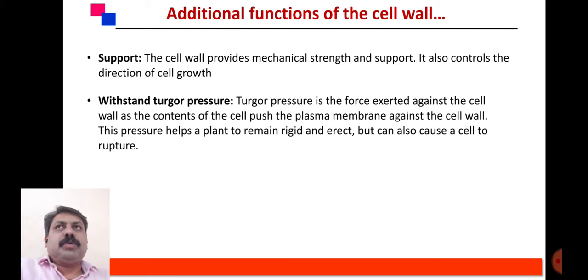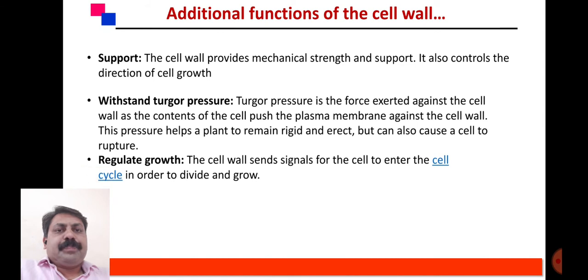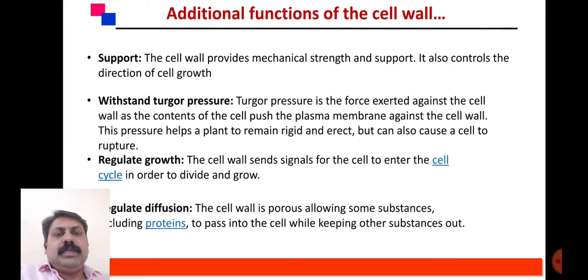So turgor pressure is a property related with the absorption of water. When water enters inside the cell, it increases the turgidity of the cell, and this turgor pressure creates pressure on the cell, and that turgor pressure created inside the cell is withstood by the cell wall. It also helps to regulate growth. So the cell wall sends signals for the cell cycle, through which cells divide and redivide, and they regulate the diffusion.